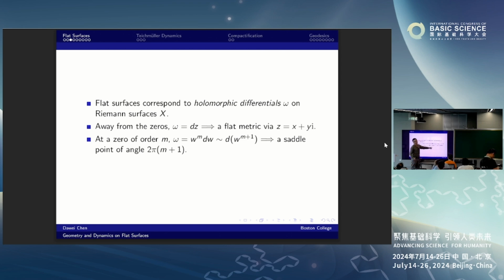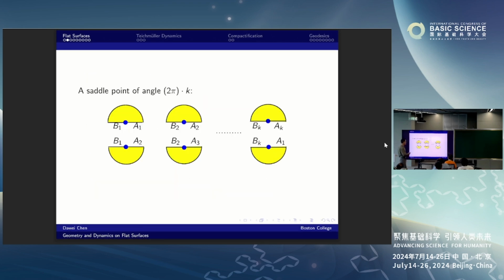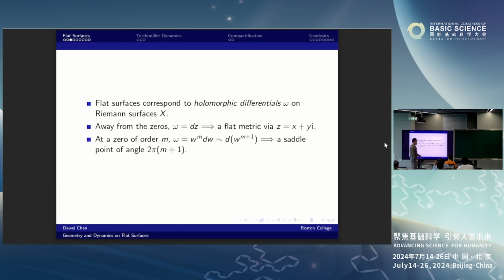That means if you compare with a nearby non-zero flat metric, at this zero point of omega, you will have m plus 1 many flat disks glued together, like in the last picture. You have m plus 1 disks glued together to form a special point. So in this case, that center point will have angle given by 2 pi times m plus 1.